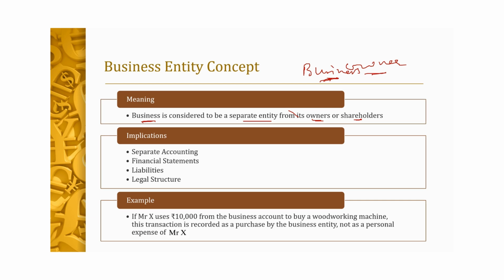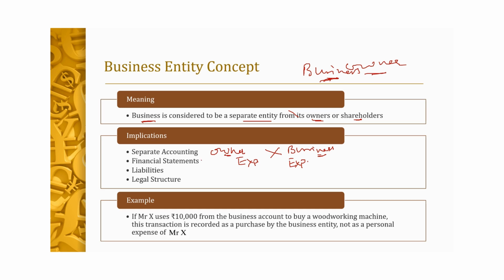Now, there are certain implications of a business entity concept. The very first implication is separate accounting. What does it mean? That the personal finances of the owner as well as the business finances are to be treated separately. मतलब बिजनेसमैन का पैसा और बिजनेस का पैसा ये दोनों अलग अलग चीजें हैं, हमें इन दोनों को मिक्स नहीं करना है. सिमिलरली जो ओनर के एक्सपेंसेस हैं और बिजनेस के एक्सपेंसेस हैं, हमें इन दोनों को मिक्स नहीं करना है. Right? This is what business entity concept says.